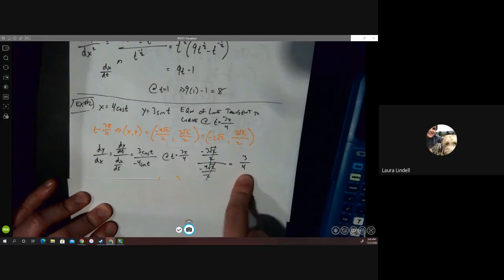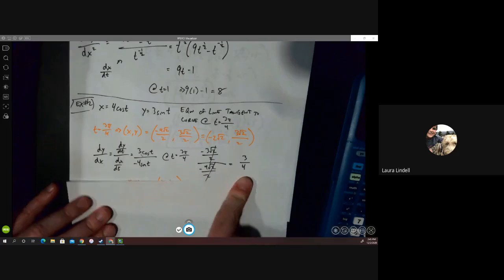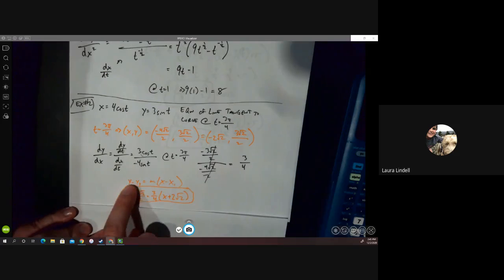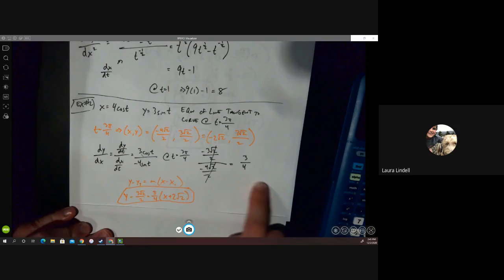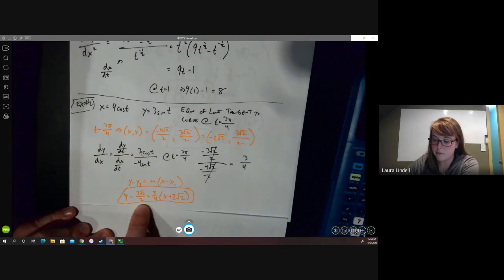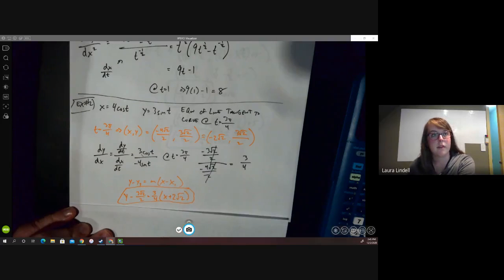So now we have a point and we have a slope, and we can just stick this into point-slope form, which, remember, is y minus y1 equals m times (x minus x1). So then we're just plugging these values in. y minus 3 root 2 over 2 equals 3/4 times (x plus 2 root 2). Okay, so there's our second example.